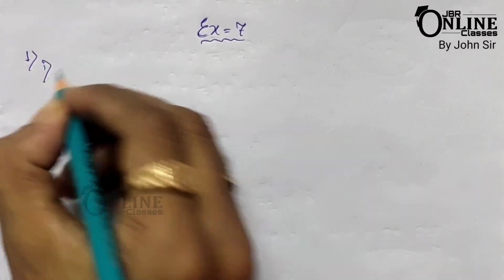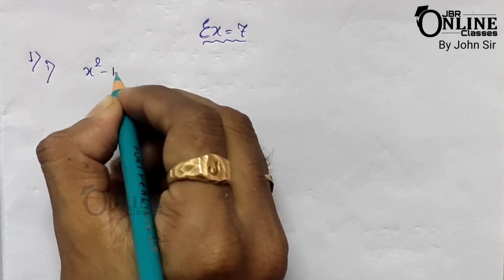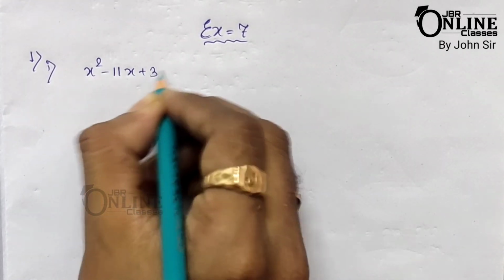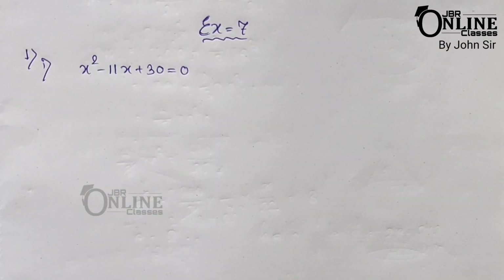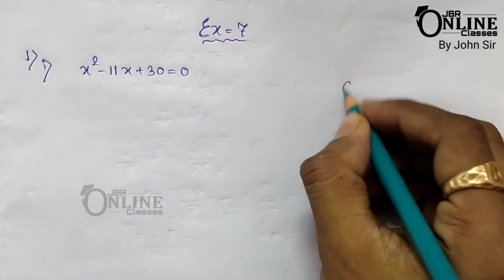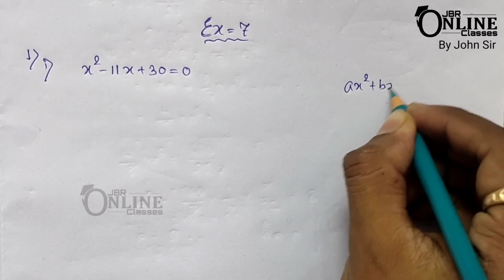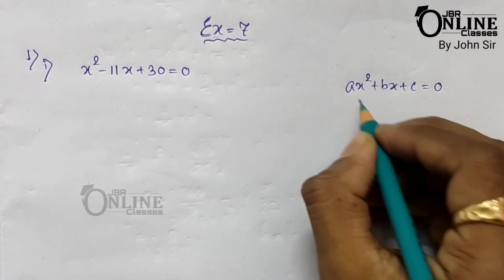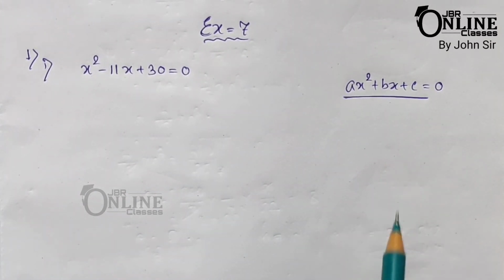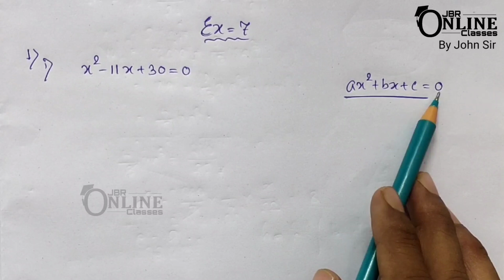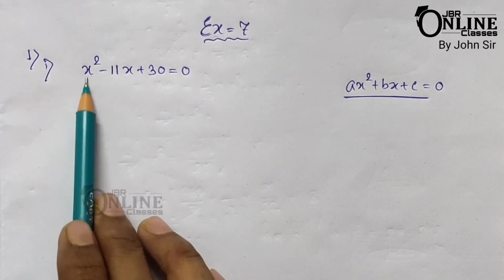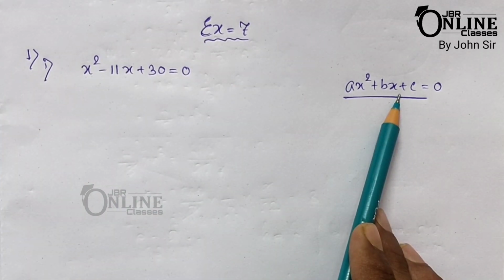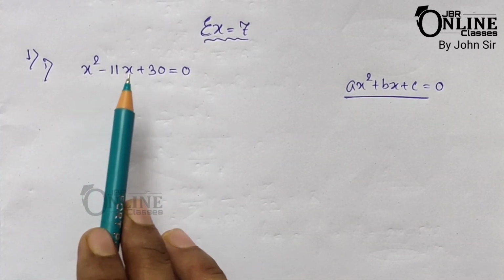So here is the first problem, 1. The given equation is x square minus 11x plus 30 equal to 0. This is a quadratic equation. First of all, you have to know what a quadratic equation is. An equation which is in the form ax square plus bx plus c equal to 0, that's called a quadratic equation. So this equation is similar to that kind of equation, so you can call it a quadratic equation.